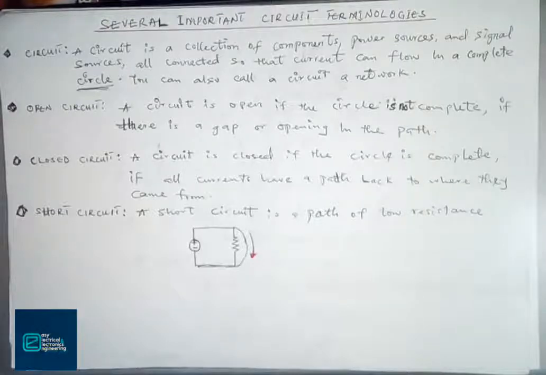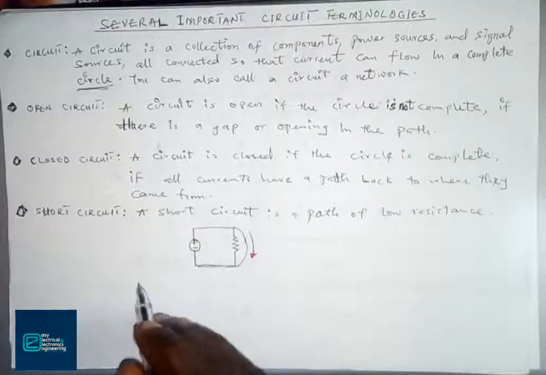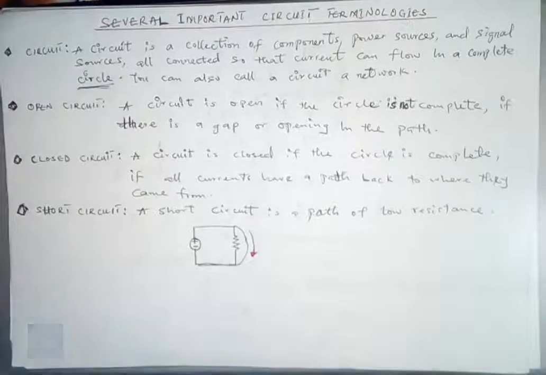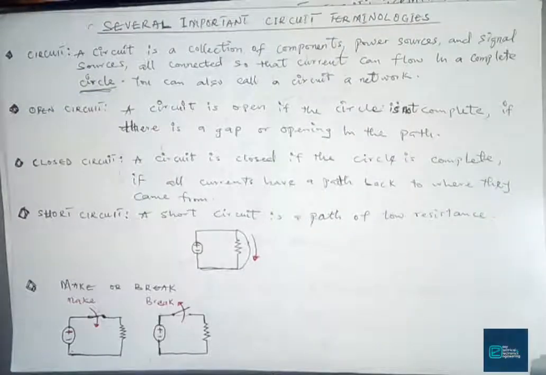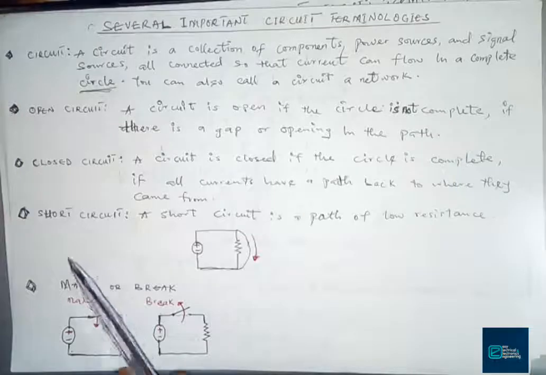Next we are moving on quickly, we are going to talk about make or break. We are going to illustrate that with a symbol that I'm going to draw here. So here it is, make or break. What does this mean? It means you make a circuit by closing the current path, which is also the case of a closed circuit. So that is to make a circuit.